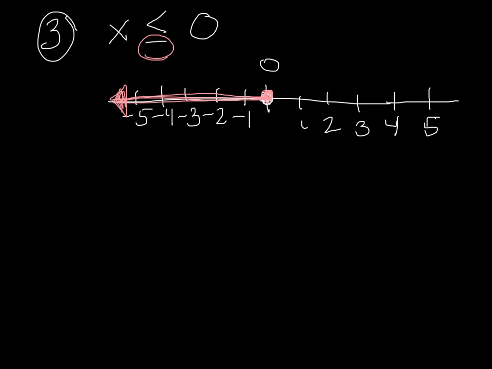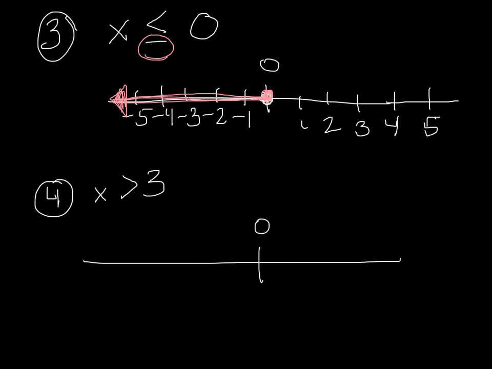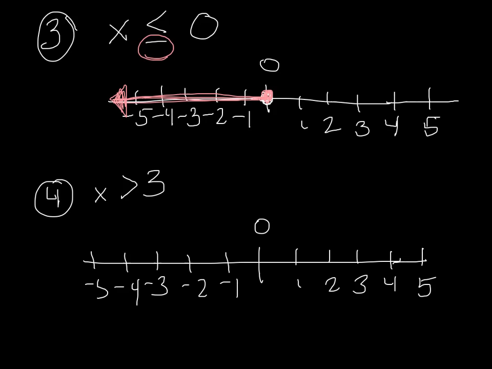Let's do one more of these, and then we're going to have a graph that we have to name what the inequality would be. So for number 4, it says x is greater than 3. Draw out the number line. 1, 2, 3, 4, 5, -1, -2, -3, -4, -5. And then I'm going to look for my number 3.